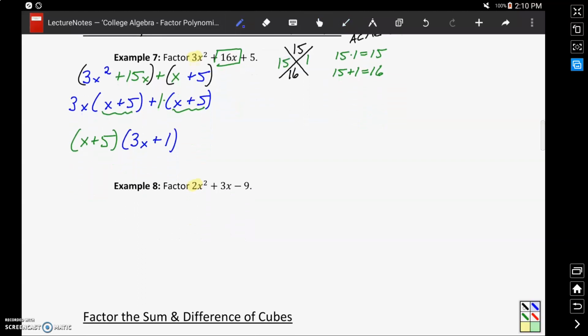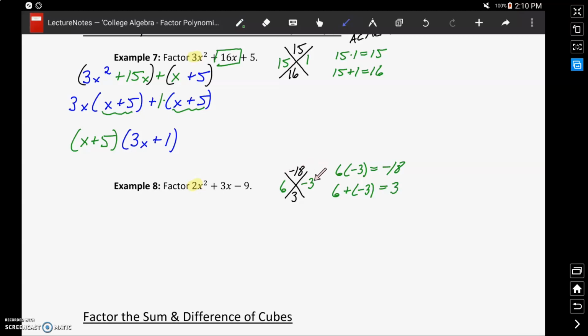We'll look at one more example of this process. Again, we want to look at a times c, which in this case will be negative 18, and our value for b, which would be 3. The pair of numbers that we would want in this case would be 6 and negative 3. Since 6 times negative 3 would give us negative 18, and 6 plus negative 3, or 6 minus 3, would give us positive 3.